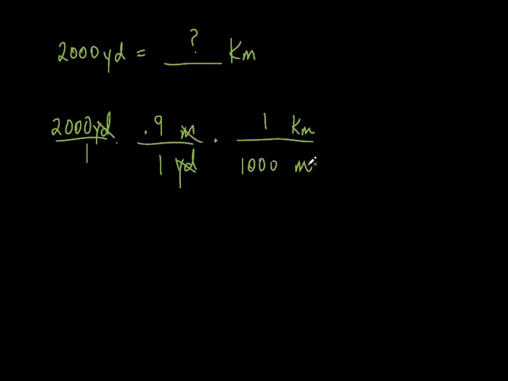All right, so the meters now cancel out. So look what I did. I canceled out the yards, turned it into meters, canceled out the meters, turned it into kilometers, and that's what I have. So now I just have to work with this number right here, and you put all that into your calculator, 2,000 times 0.9, divide that by 1,000, or I could just do this. 2,000 divided by 1,000 is 2 times 0.9, which is just 1.8. And so that's approximately 1.8 kilometers.